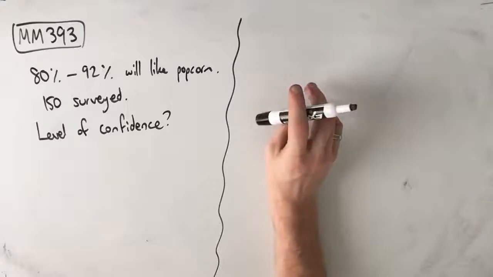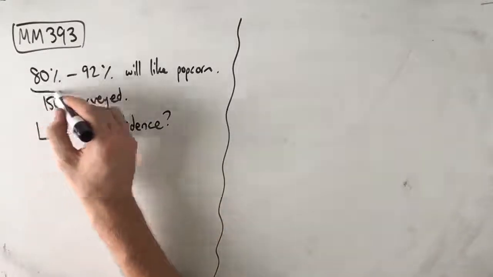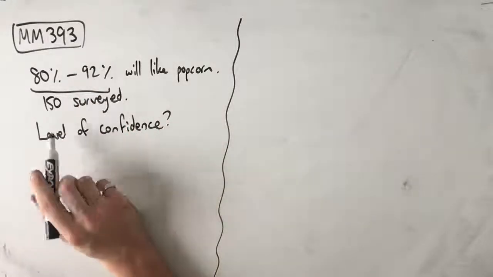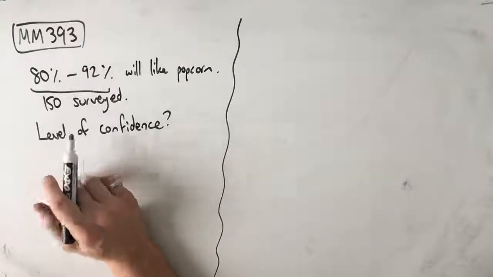So in this question we've got a potato chip company which is looking to expand into the popcorn market. They believe that between 80 and 92% of their customers who like chips will also like popcorn. If 150 customers are surveyed to find out, what level of confidence can the company have about their estimate?